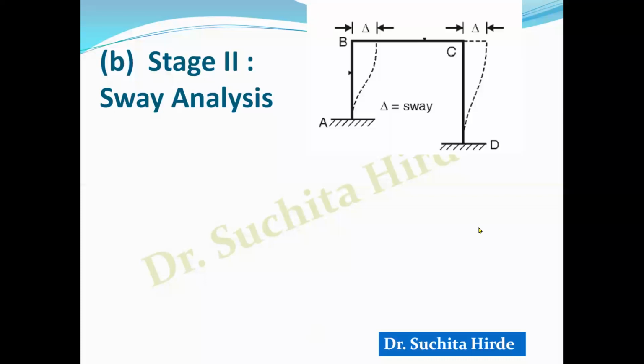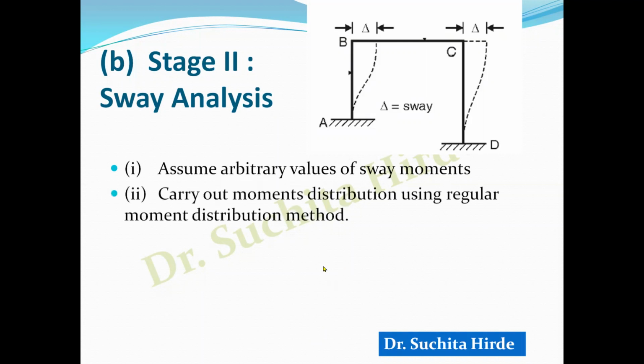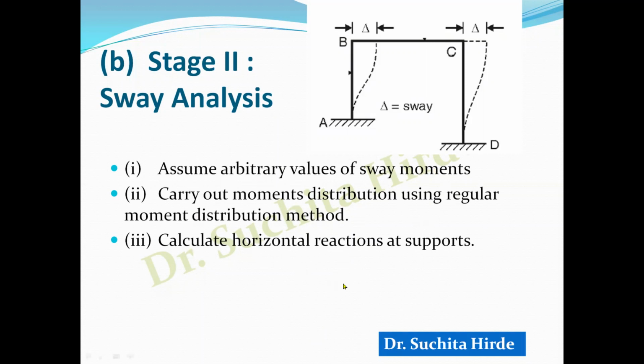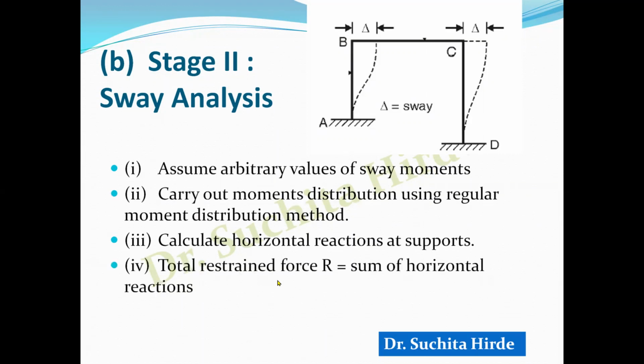So let us see what the different steps in stage 2 analysis are. In stage 2 analysis, we assume an arbitrary value of sway moment. Now we will see afterward how to assume this arbitrary value of sway moment. Then carry out moment distribution using the regular moment distribution method as usual. Calculate horizontal reactions at the support due to this arbitrary moment, and then calculate the total restraint force R, which is the summation of the reactions at the support.